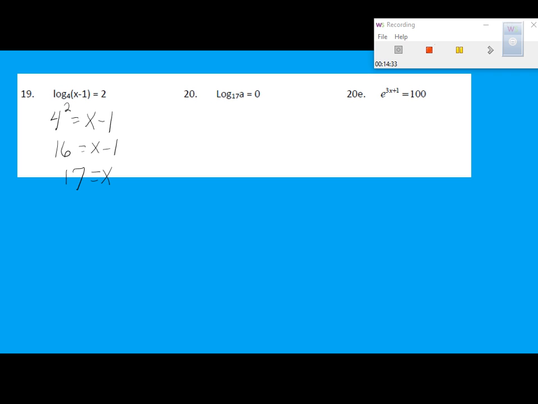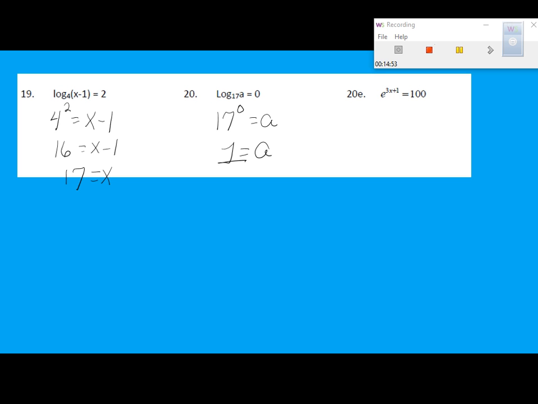Here's my number 20. Log to the base 17 of a equals 0. If we write this as an exponential, I've got 17 to the 0 equal a. So a must be 1. Anything to the 0 is 1.